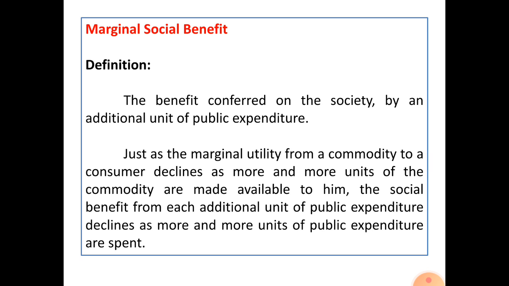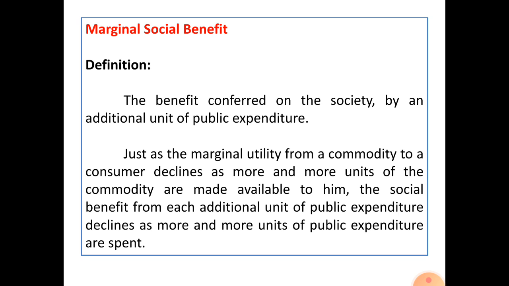Next concept is marginal social benefit. We have the definition: the benefit conferred on the society by an additional unit of public expenditure. When the government decides on an additional unit of government spending on different activities, definitely people will also get benefit from the government activities.